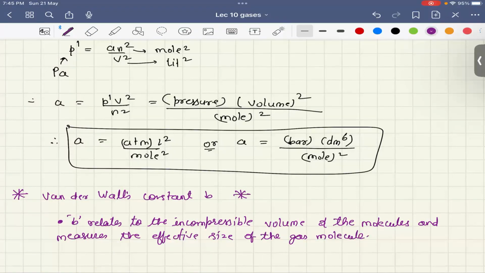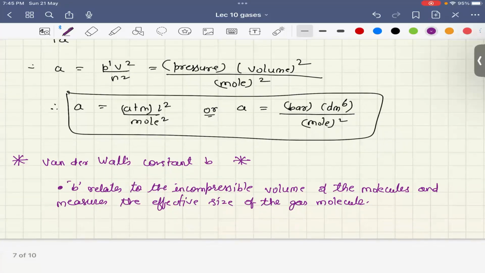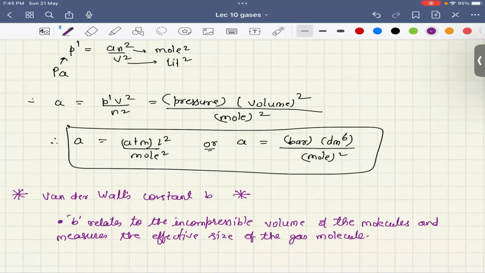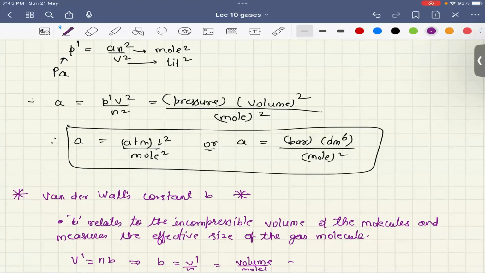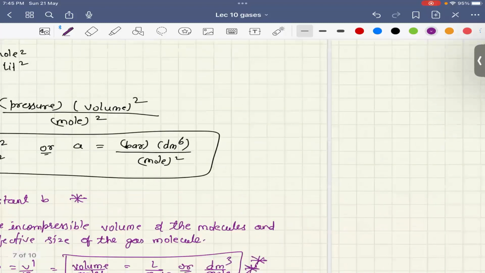It may be noted B is not equal to the actual volume of the molecule, but is 4 times the actual volume of the molecules, right? So we know that V dash is nothing but nB, which implies B is equal to V dash by n, which is nothing but volume by moles, which corresponds to liter by mole, or decimeter cube by mole, right? This is very important, right?